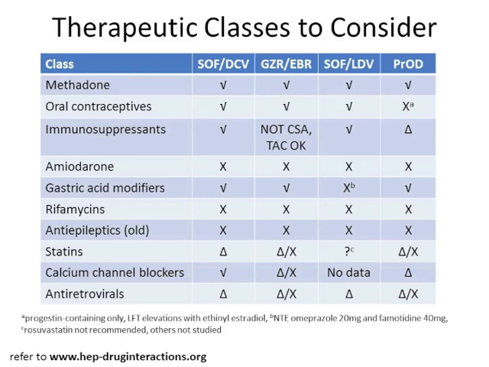Okay, and here are some therapeutic classes, just to give you a sense of the ones that we have to worry about or not worry about. Methadone's fine, and that's good news. Oral contraceptives are fine, except with PrOD or with PrO. In a healthy volunteer study, they found that when they gave ethinyl estradiol-based oral contraceptives with the ritonavir-boosted paritaprevir, a significant number of patients had an increase in LFTs. So we should not be using ethinyl estradiol-based contraceptives with PrO or PrOD.